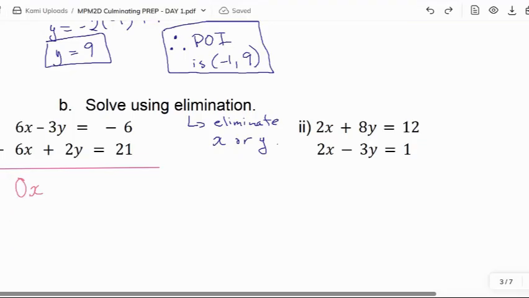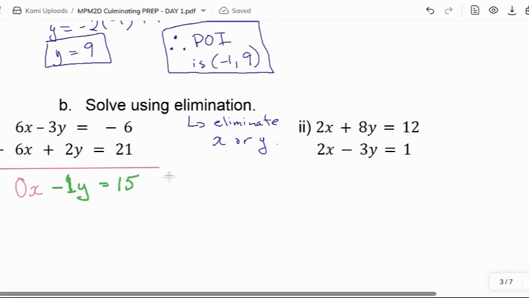So what am I doing with these 2 equations? I'm going to add the x's, add the y's, add the constants. Okay, so when I add the x's, I get 0x. But when I add the y's, -3y plus 2y, I end up with -1y. And then the equal sign comes up. And then when I add the constants, -6 plus 21, I get 15.